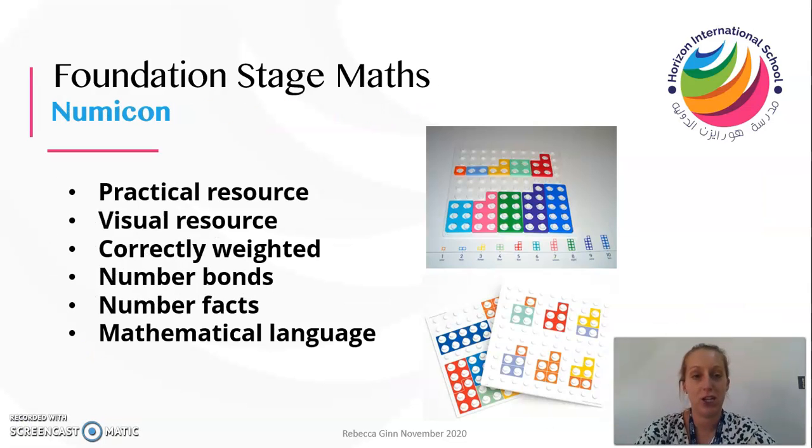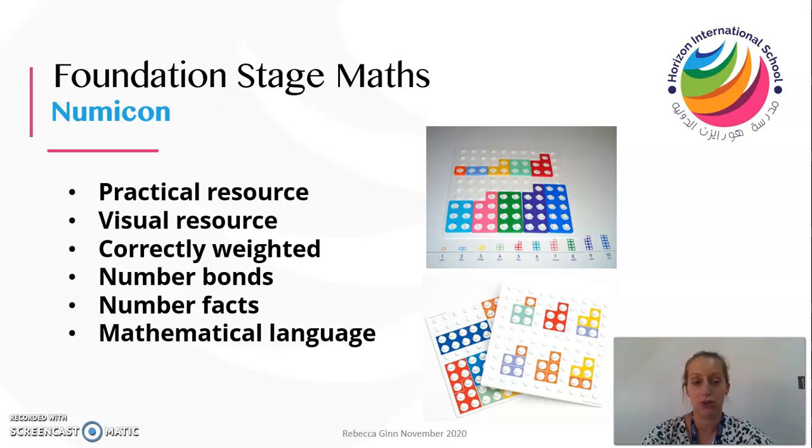In Foundation Stage, we have a resource called Numicon, and we use it to develop children's mathematical skills. It's a practical resource and it can be easily manipulated by the children. The holes are finger-sized, which makes it easy to count, and the pieces are scaled to the number value. For example, 2 5s are the same size as the number 10.